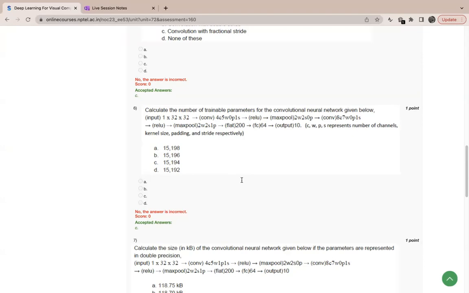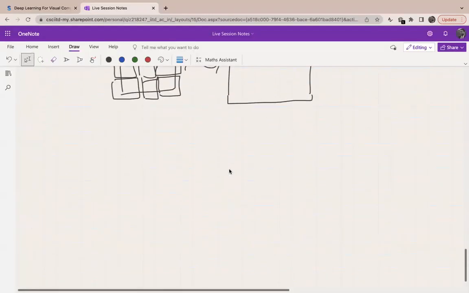So if the input is 1 cross 32 cross 32, we have 4 filters of size 5 cross 5, and we are using these to traverse the image with stride equals to 1 and padding equals to 0. Let's just draw it quickly.